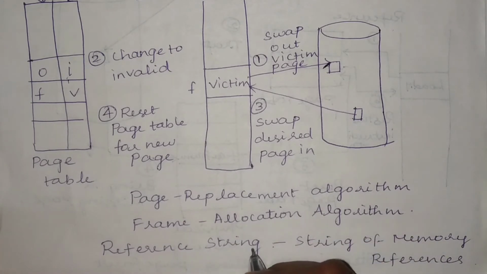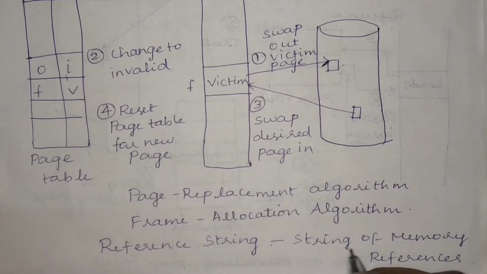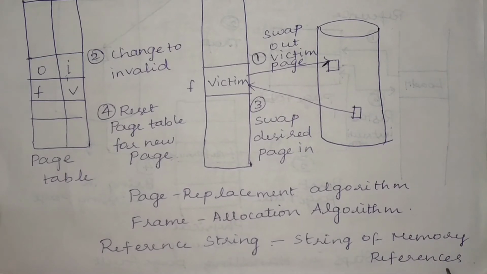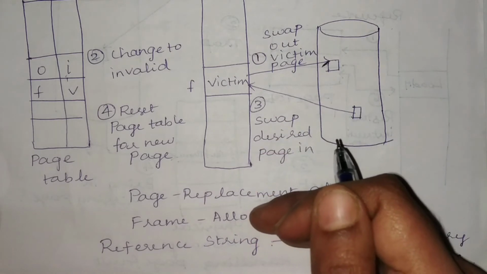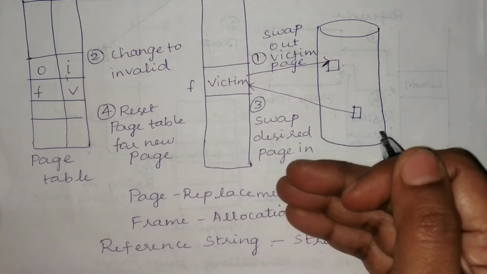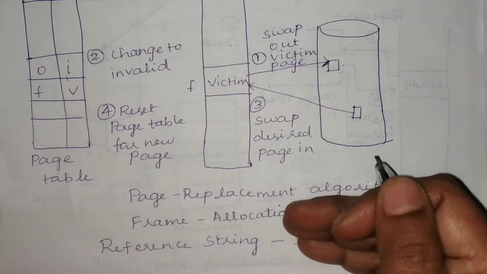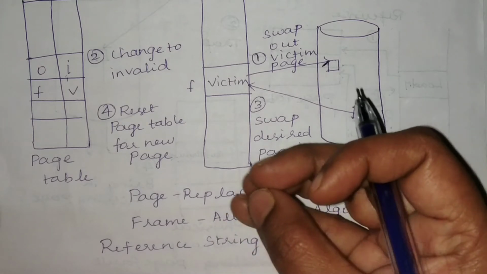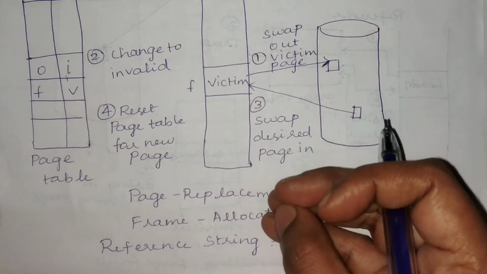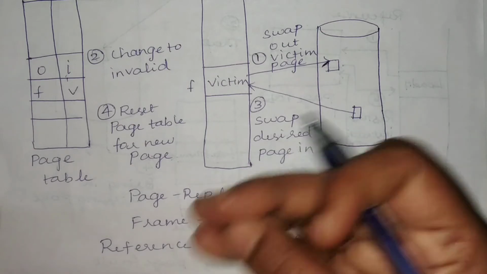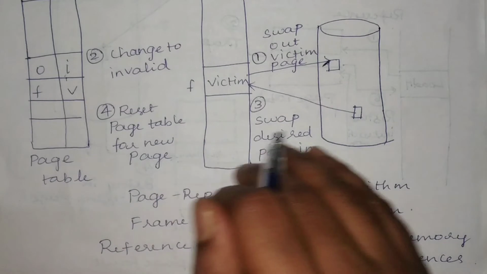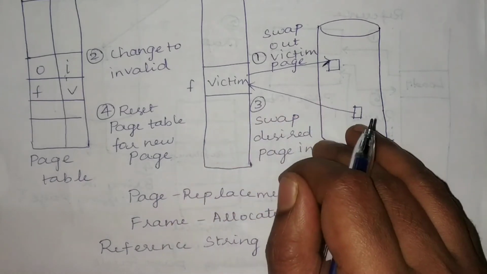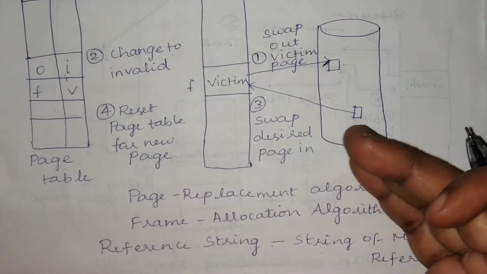And the next one: while we study the page replacement algorithms, we should know what a reference string is. A reference string is nothing but a string of memory references. Although we have many bits that could be used for specifying each location in memory, it is too hard to represent each and every bit. If it is a 16-bit or 8-bit location, it is too hard to represent an 8-bit or 16-bit address for referring to each and every frame.